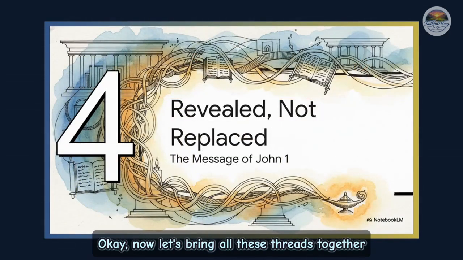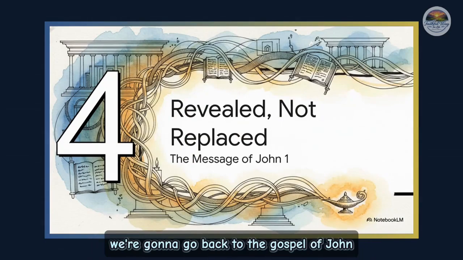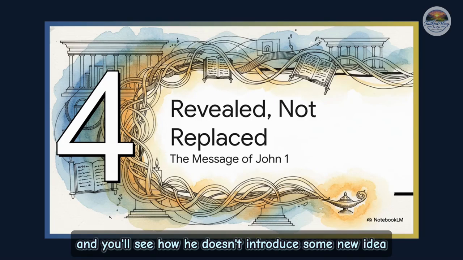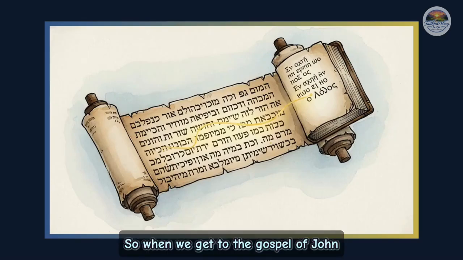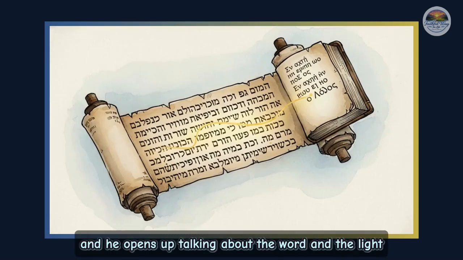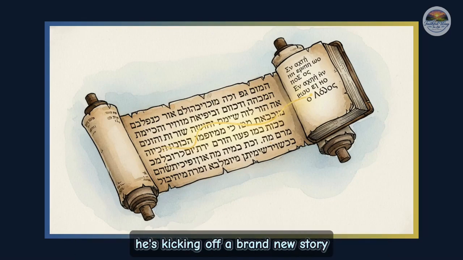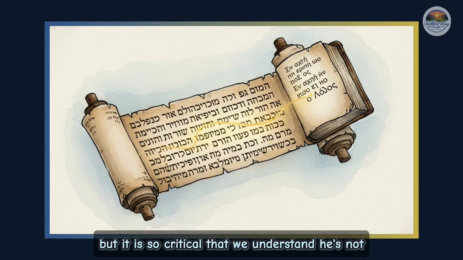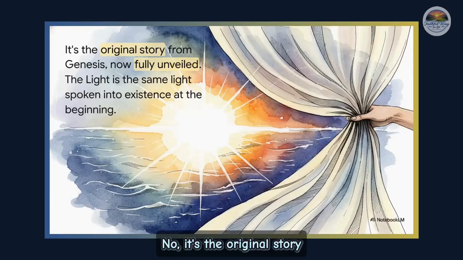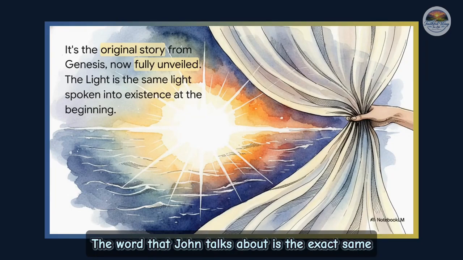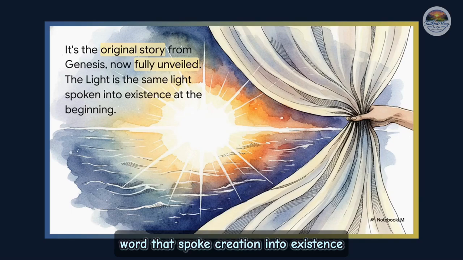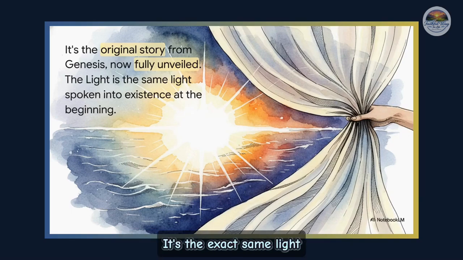Okay, now let's bring all these threads together. We're going to go back to the Gospel of John, and you'll see how he doesn't introduce some new idea, but actually just reveals the original one in its fullness. So when we get to the Gospel of John, and he opens up talking about the Word and the light, it is so easy to think he's kicking off a brand new story. But it is so critical that we understand he's not. No, it's the original story, the one from Genesis 1, now just being fully unveiled. The word that John talks about is the exact same word that spoke creation into existence. The light he describes is the exact same light that first pushed back the chaos and brought order.